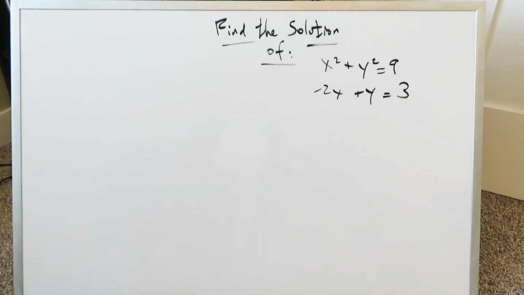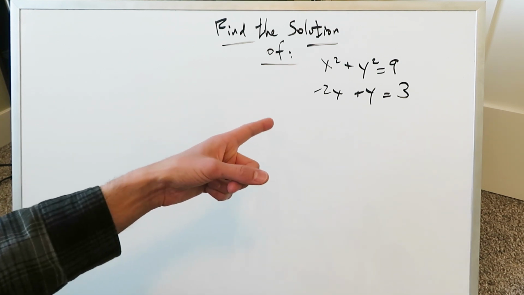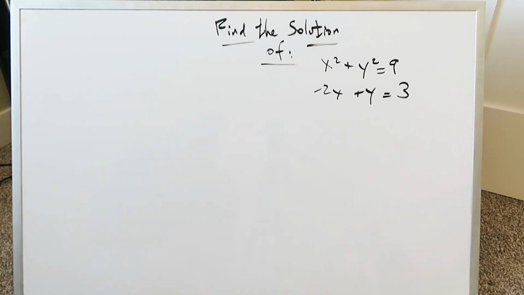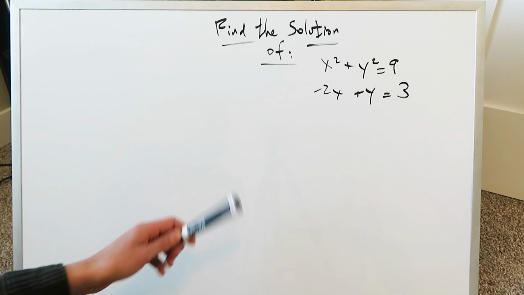We're looking here at this system of two equations, one of which is a linear equation, the other one is not. You have to find the solution of that particular system of equations. x squared plus y squared equals 9, minus 2x plus y equals 3. Your regular techniques here will not work because one is a linear equation, one is not.